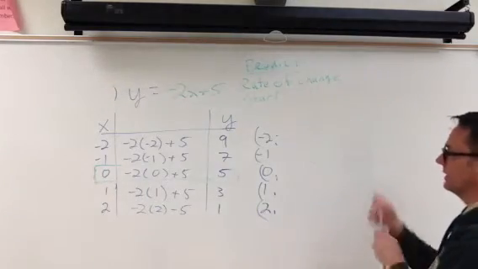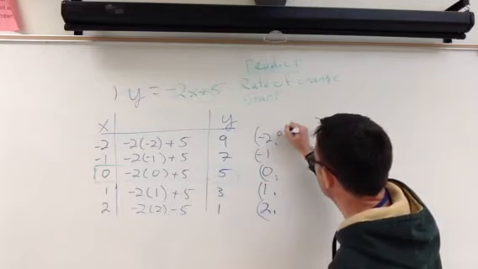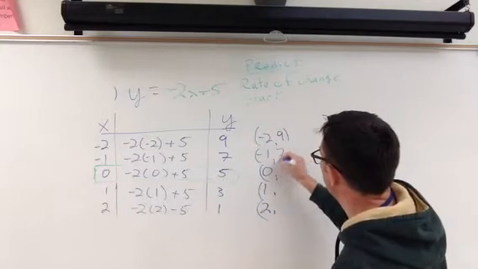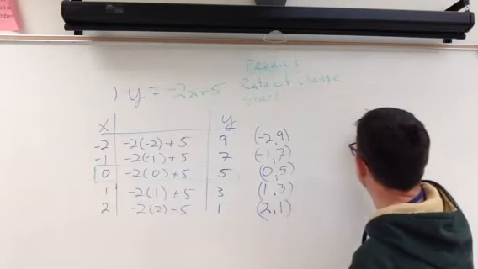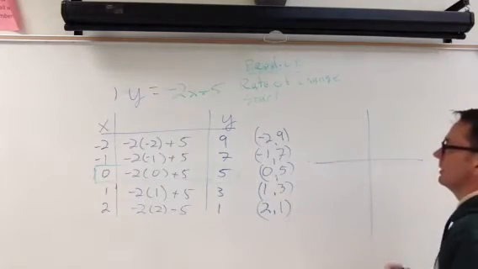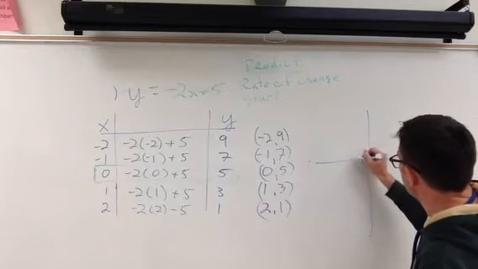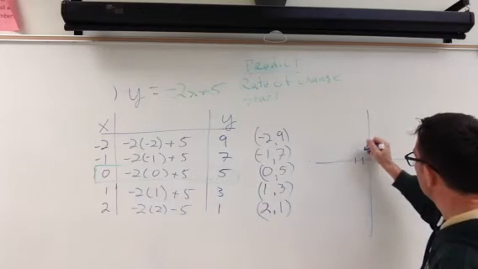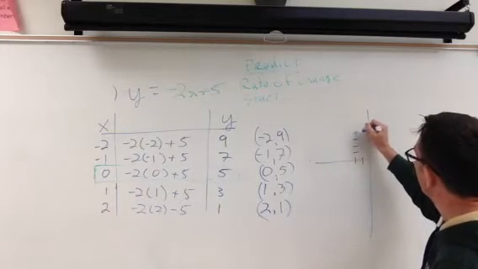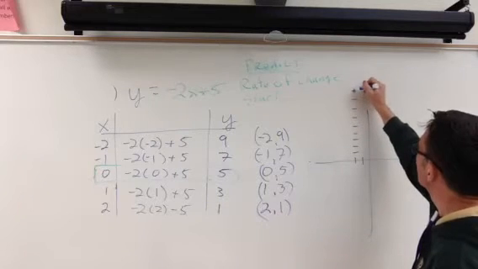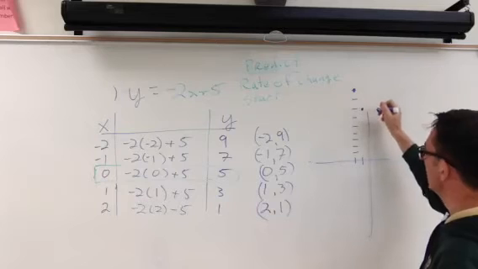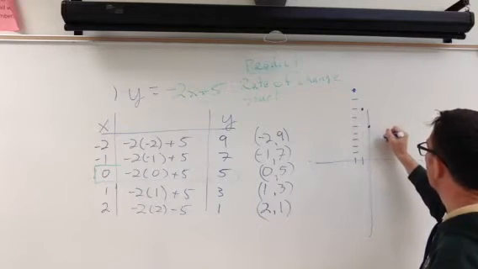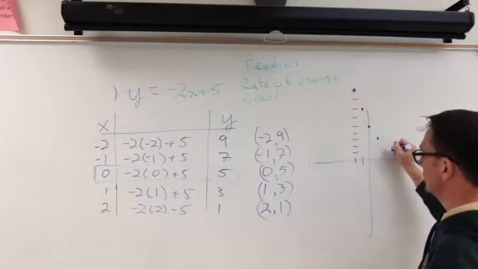So my first point is negative 2, positive 9; negative 1, 7; 0, 5; 1, 3; and 2, 1. Again, these should make a straight line. Negative 2 and positive 9, so kind of way up there with my first point. Negative 1 and 7. 0 and 5. 1 and 3. 2 and 1.